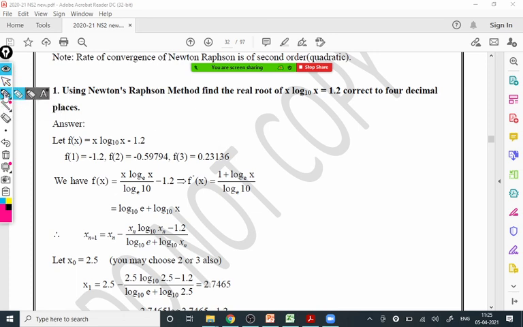You will observe the first thing given in the question is the function f(x) is given with the base 10. We are given log x at the base 10.